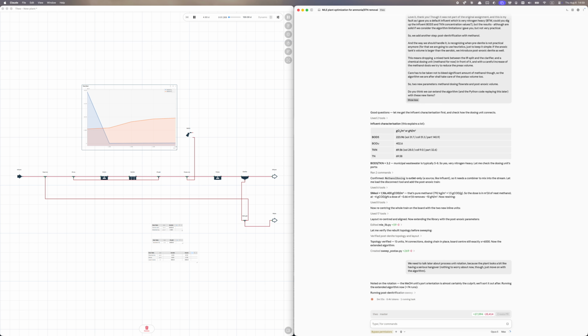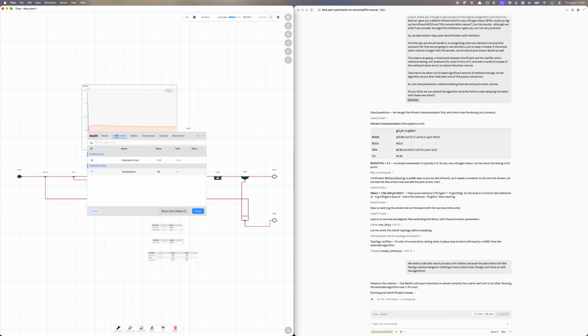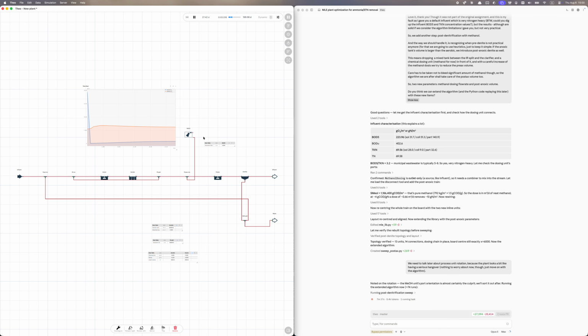So by this time the LLM did some code modifications for us, and now we are doing a post-denitrification tank sizing sweep. So with the new plant we need some new outputs as well, and this is a wonderful opportunity to show you how you can add new columns to a table.